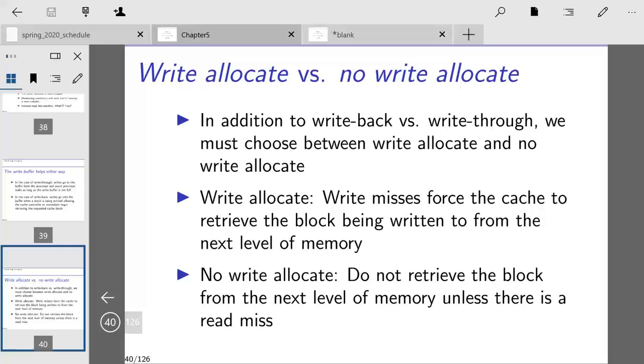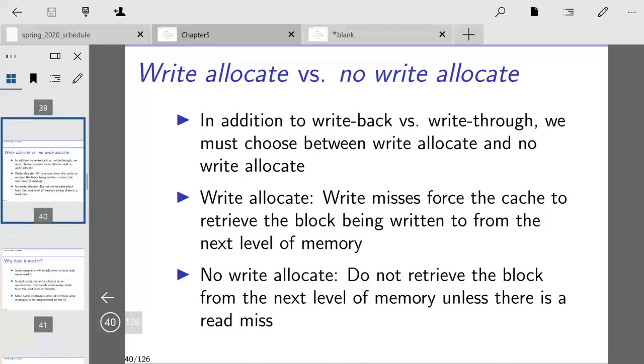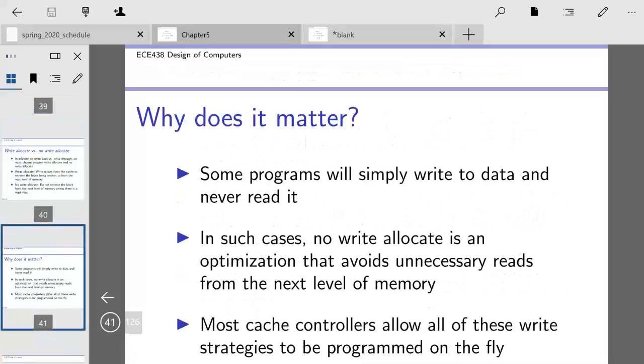We can use this technique for write back, but in the case of write through, write through always just follows the policy of no write allocate, right? If you write to it, it forwards it to the next level of memory. It doesn't matter whether the cache block is in the cache or not. And again, this strategy works well with a write buffer.